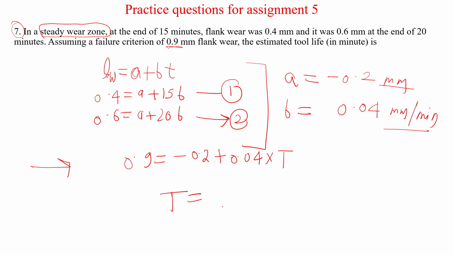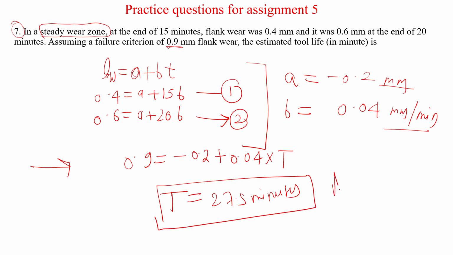What is the value of T coming? 27.5. 27.5 minutes. Okay, this is the answer. T is 27.5 minutes. Has everyone got this? Yes, sir. Okay, very good. So can I move forward, or is anyone having any doubt?